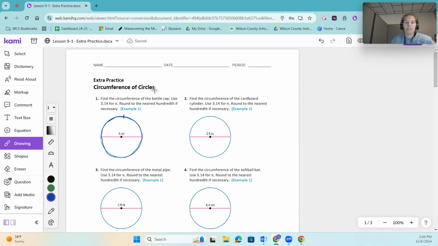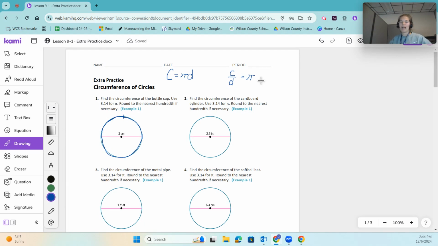Okay, and for circumference, the number pi is going to be involved because it's the ratio of two things, and that ratio equals pi. Okay, circumference equals pi times diameter, and that is because the ratio of that circumference divided by the diameter equals pi.